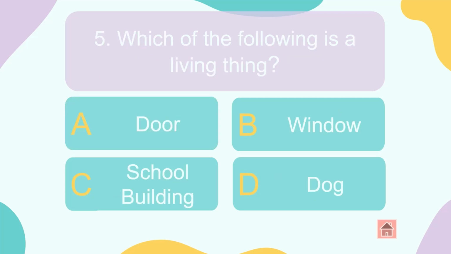Now, which of the following is a living thing? A. A door, B. A window, C. A school building, or D. A dog? Excellent, well done. The correct answer is D. A dog.